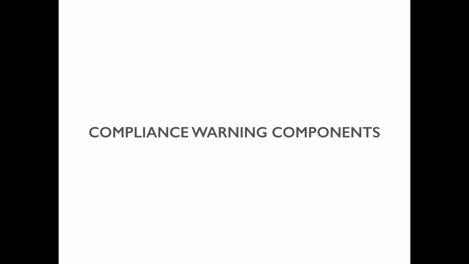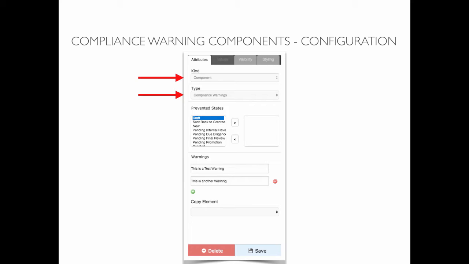Compliance warning components. The first type of compliance components we're going to talk about are compliance warnings for individual fields. These are especially helpful when you want to make a field required or if you want to create a reminder for the user editing a record. To begin, we're going to create a new field on your form. Then in its attribute section, choose Component under Kind and Compliance Warnings under Type. The rest of the options should then appear after you've made these 2 selections.